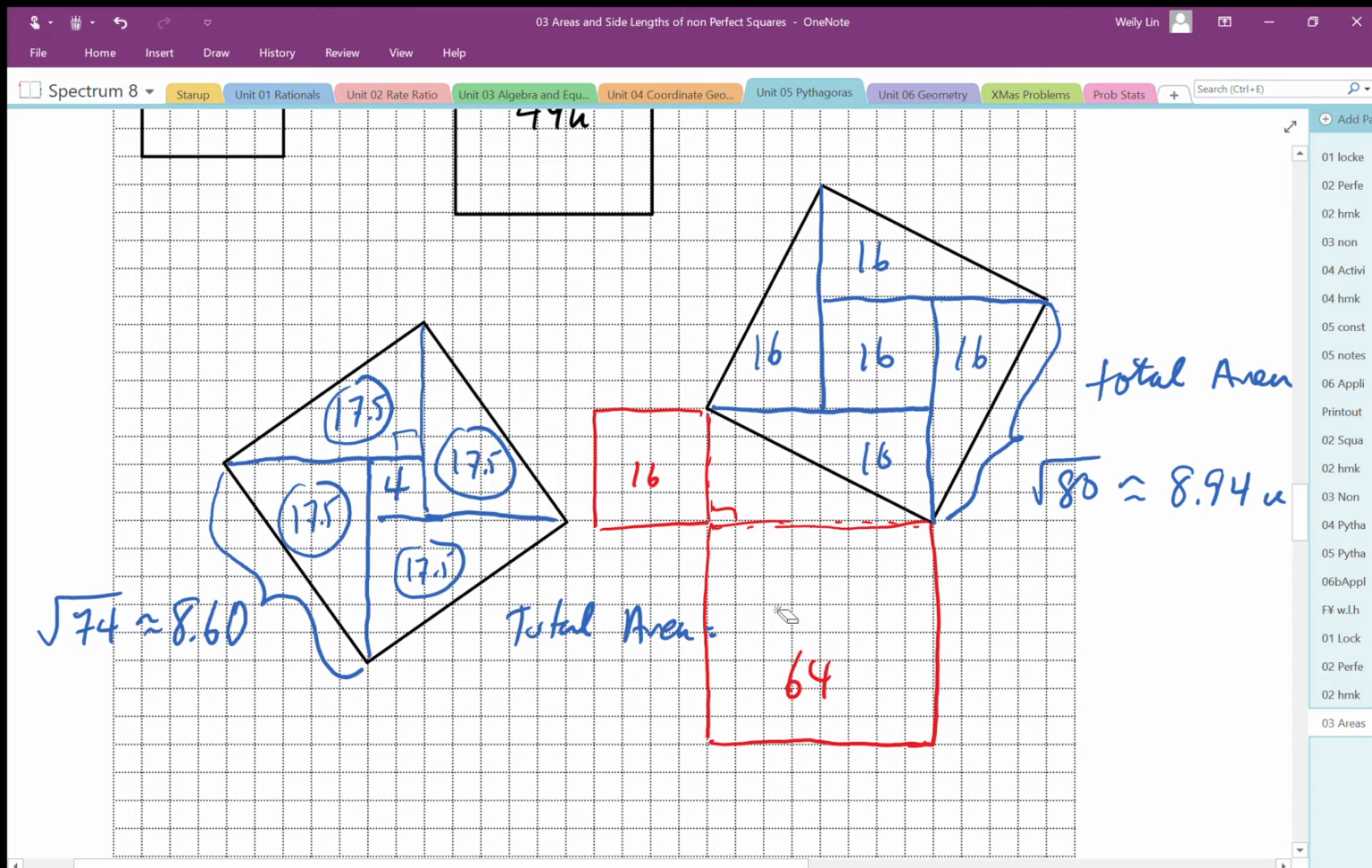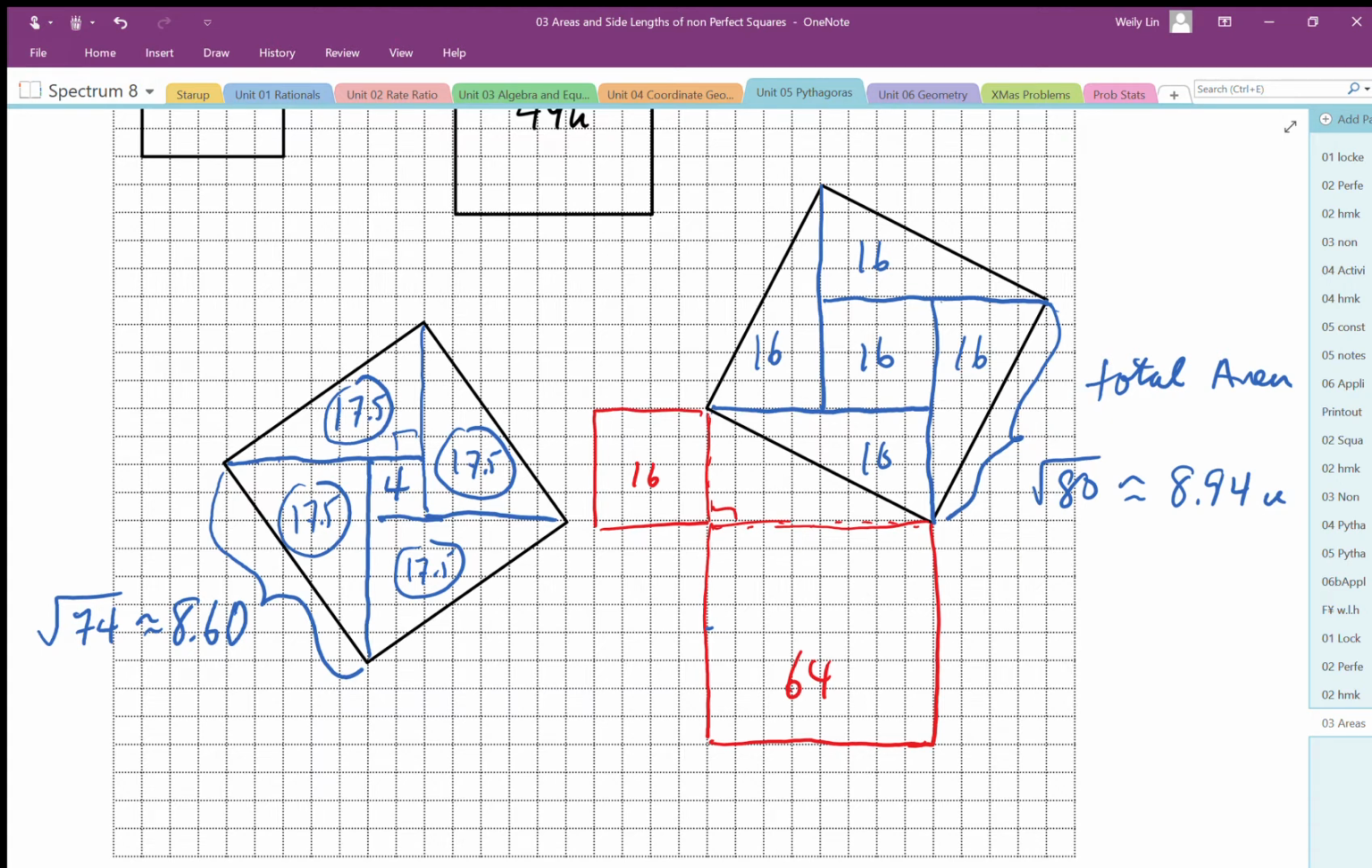I'm just going to move this over because it's kind of distracting. Okay, so I have 64 squares here. And when I look at these two squares, they seem to be able to fit into this square here. And the numbers seem to work out. 16 plus 64 gives us 80 squares, and we ended up calculating 80 squares in here.